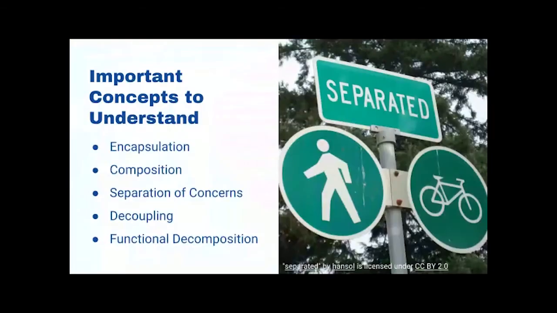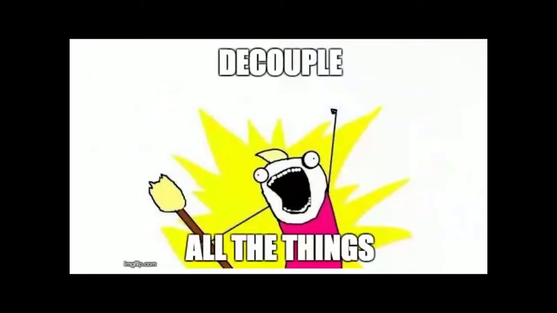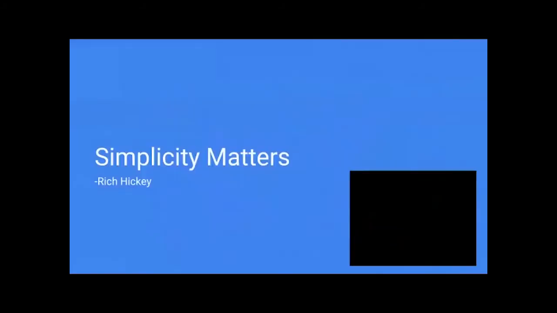And I have a computer science major. Computer science is really tough. There's all these hard words that you hear in computer science all the time about encapsulation, composition, separation of concerns, decoupling, functional decomposition. And like, while all these words have a different meaning, like different nuances to them, they're kind of all saying the same thing, which is they really want you to decouple all the things. And the reason why you want to do that is because simplicity matters.